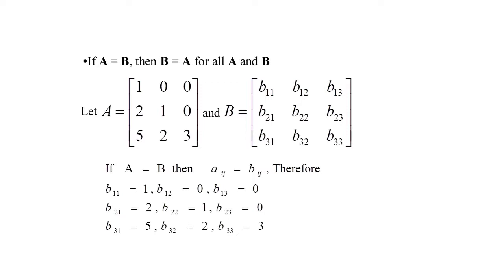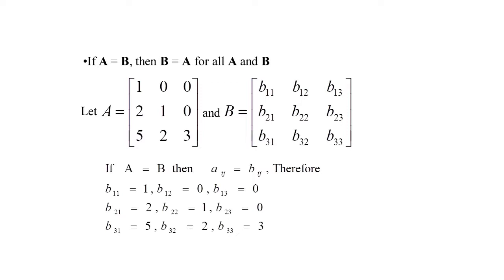Now they say that A equals B. But A has numbers inside the bracket, while B does not. So now we have to find the values inside the bracket. Since A and B are equal, we know that Aij equals Bij. That means each entry inside the matrix should be equal. Therefore, I can compare the 1 with B11. So the value of B11 is 1. The value of B12 is 0. The value of B13 is 0.